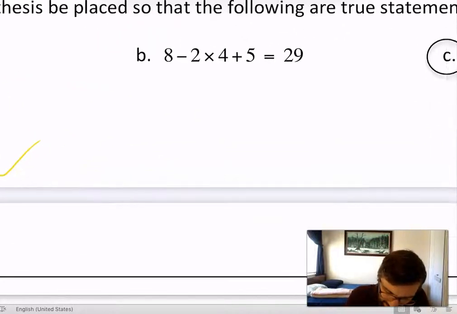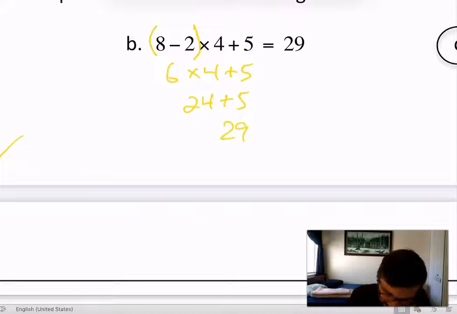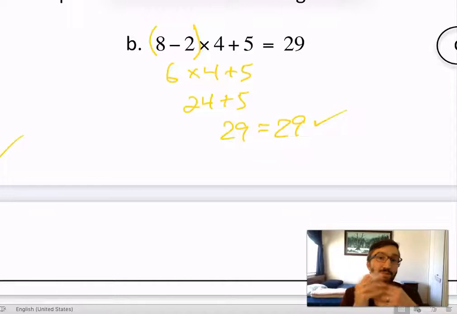Okay, let's look at B. Now B, I think one of the first ones we tried on the last one was like this. That would be 6 times 4 plus 5. That's 24 plus 5, and that's 29, which equals 29. So that's where we'd put the parentheses.